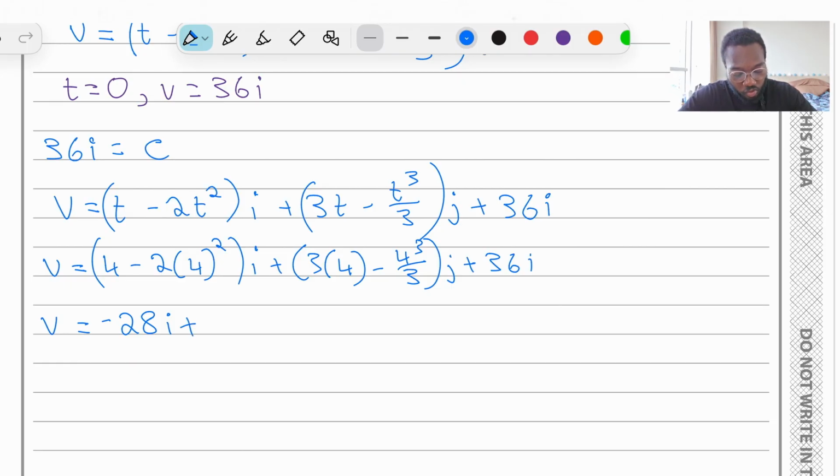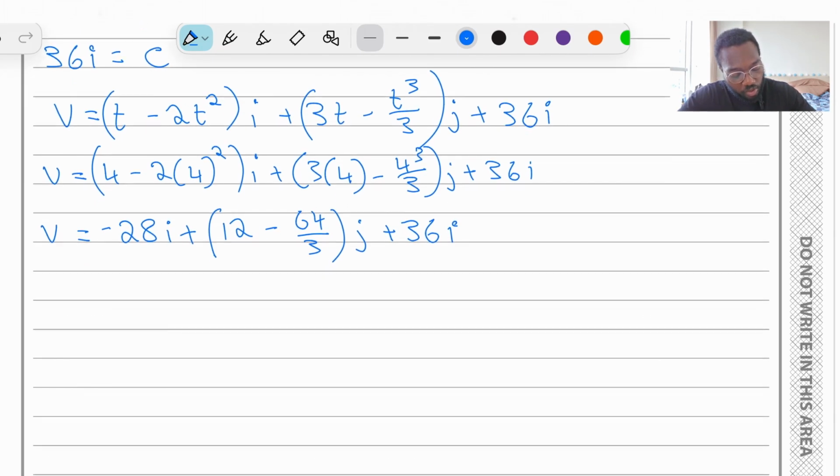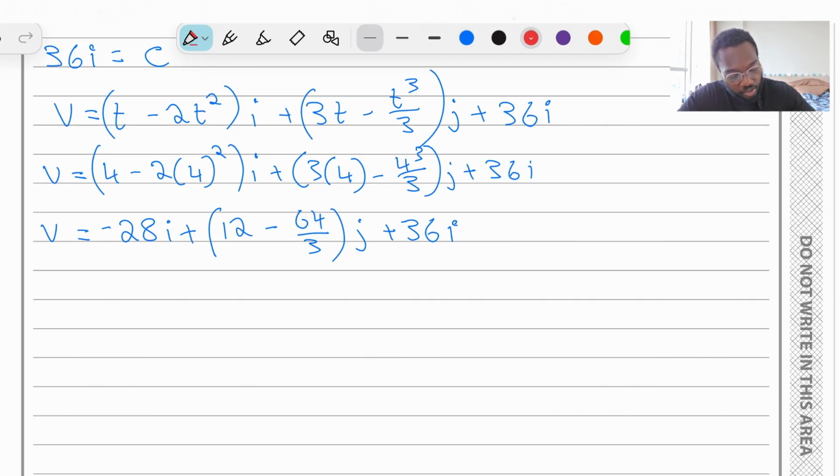Then we get a 12, then we get a minus 64 over 3. If I do this, let's do the 12 here, that's 12 minus 64 over 3 j, and then we still have that 36i. So now let's work out the i components, put them together. That would just be an 8i.